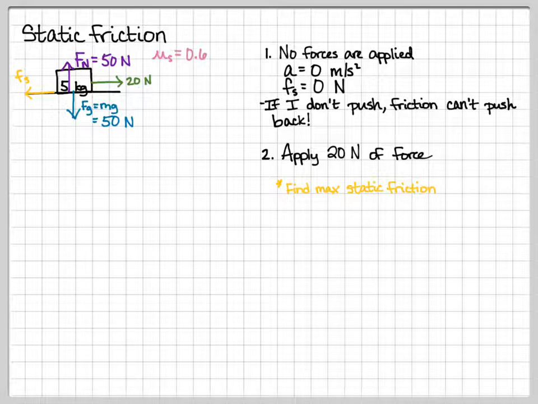We know that friction is going to push to the left and try to oppose my force, but we don't know how hard it's going to push. So the maximum it can push is given by F sub s is equal to mu s times the normal force. I said that my mu sub s was 0.6. So 0.6 times 50 newtons is equal to 30 newtons. So the maximum force that could push to the left would be 30 newtons.